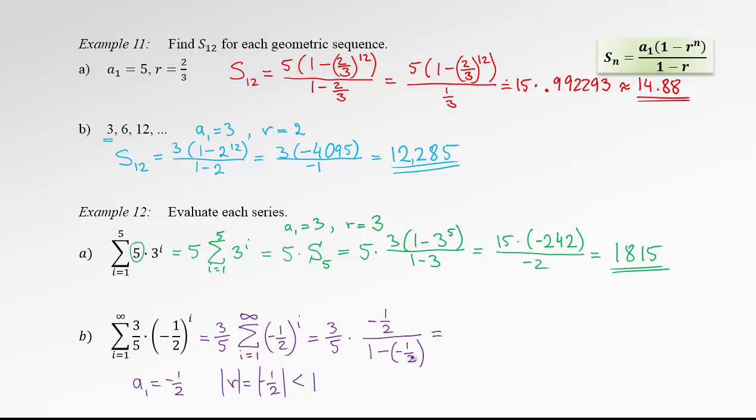The rest is just arithmetic. So we can multiply the negative 1/2 times 3/5. That will be negative 3/10. And then in the denominator, we have 1 plus 1/2. So it's really 3/2, right? And then change the main division into multiplication by the reciprocal. So it's times 2/3. Reduce the 3, reduce by 2. And our final answer turned out to be negative 1/5.